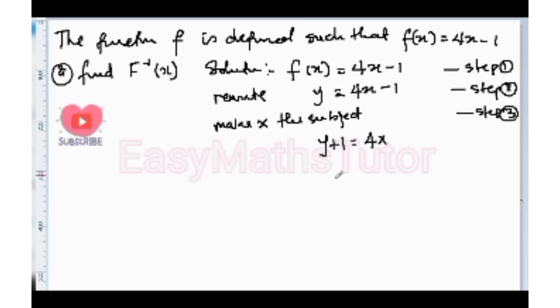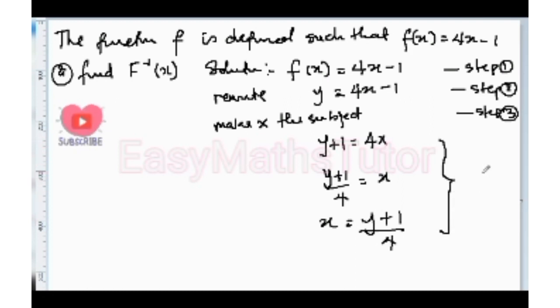And then for us to have only x standing alone, we will divide both sides by 4. So we have y plus 1 all over 4 equal to x. And then we have the expression for x, which is y plus 1 all over 4. That is our step 4.